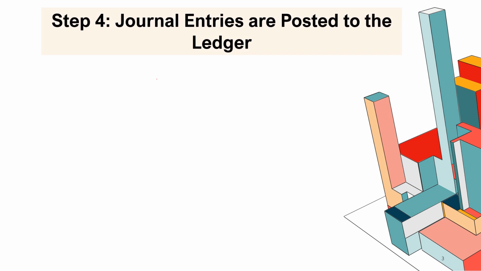Okay. Let's move on to the next step. Okay, step number 4, journal entries are posted to the ledger. And before we go directly to the posting of journal entries from the general journal or journal to the ledger, let us first define some important terms regarding step number 4.